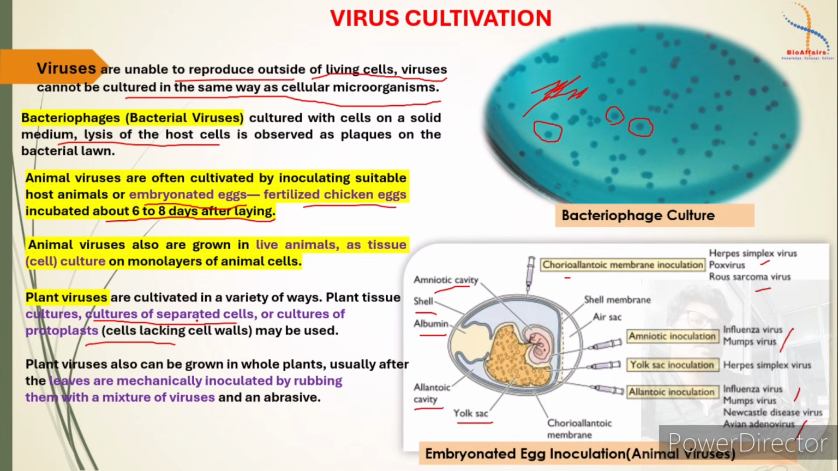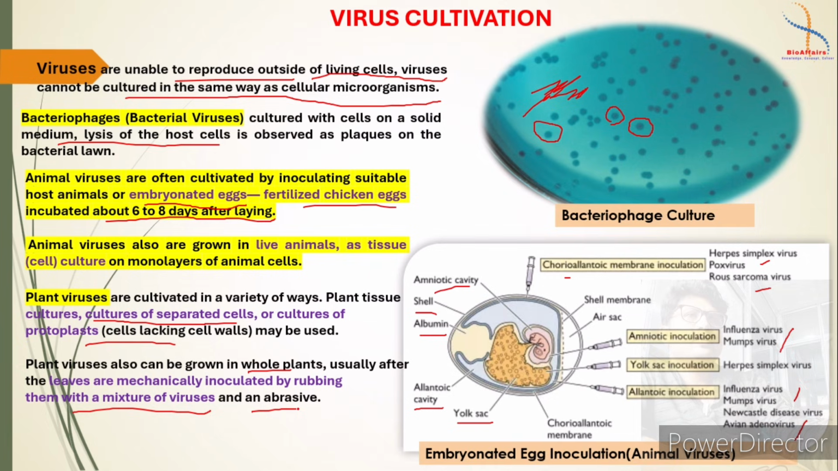Now plant viruses can also be grown in a whole plant. How can you grow them in a whole plant? You have to damage the tissues or parts of the plant and then inoculate it by rubbing with a mixture of viruses or a particular virus with an abrasive. It means you have to make a wound in the plant body and then rub the virus on it to infect the whole plant, to culture the plant viruses.